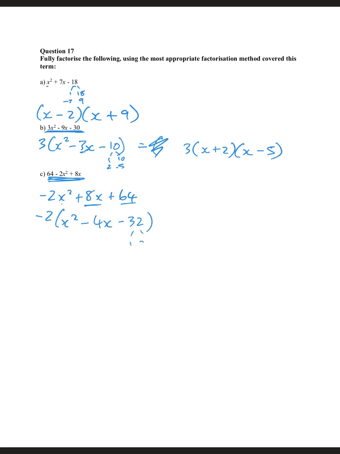Factors of this, 1 and 32 will never get me negative 4. 2 and 16 will never get me negative 4. 4 and 8 will get me negative 4 if I take 8 from 4. So it's going to be negative 2 on the outside, x plus 4, x take 8. That's that page done, and that's the whole thing.